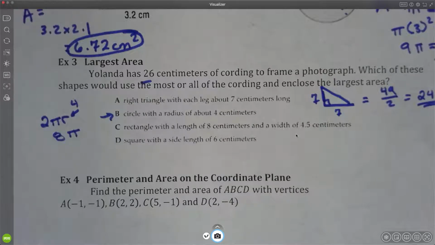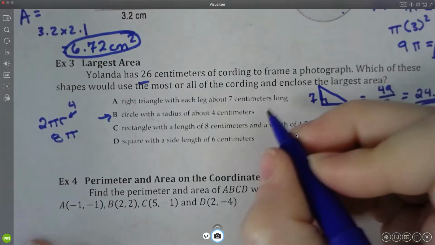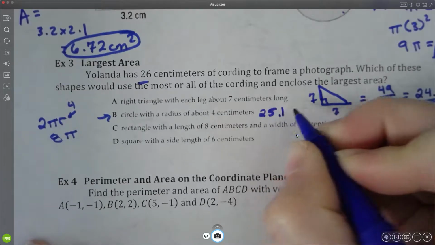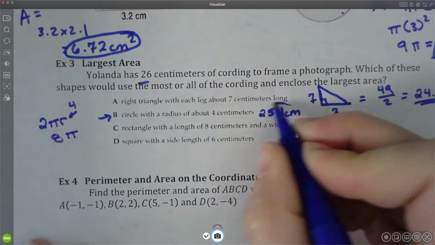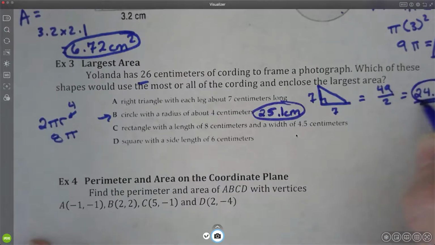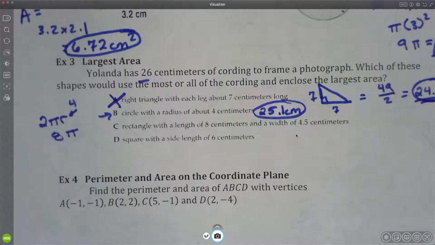8 pi. 25.1, so that gets us a little bit closer. 25.1 centimeters. Okay, so that's even closer than what this one was. Okay, so it's not A. Which one would use most or all of the cording? All right, so it's not A, we're closer with B.